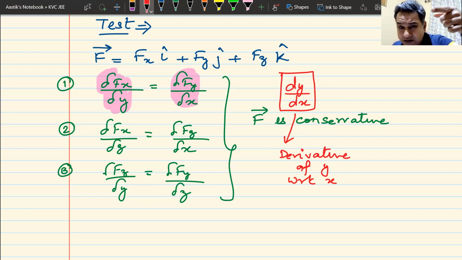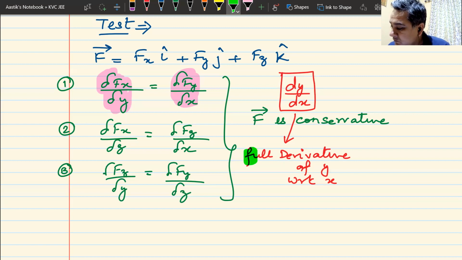Now, what I did not tell you when I was telling you dy by dx is that it is the complete or full derivative of y with respect to x. Now, once I've used this term full derivative, that gives rise to a possibility that there could be some other thing that is not the full derivative. And that thing is known as the partial derivative.